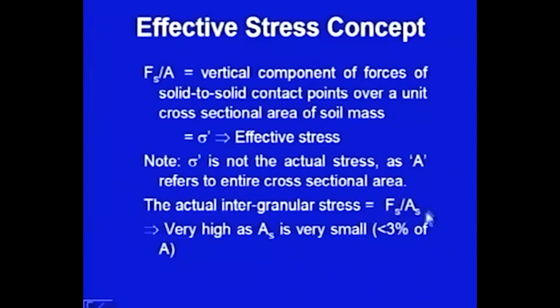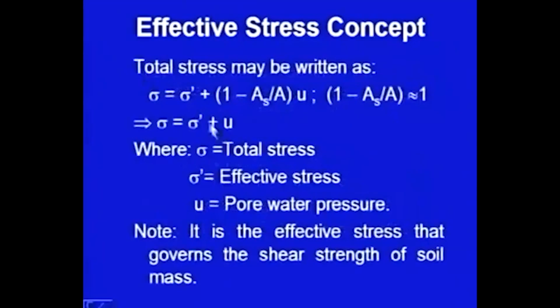So, this value will be very large, because the solid to solid contact area is very small. In normal cases, generally it is not more than 3%, it is less than 3%. So, this As as compared to A is very small. So, actual intergranular stress is very large, but this is a hypothetical expression. Sigma dash is equal to effective stress, that is Fs upon A.